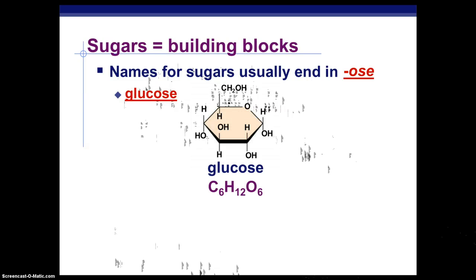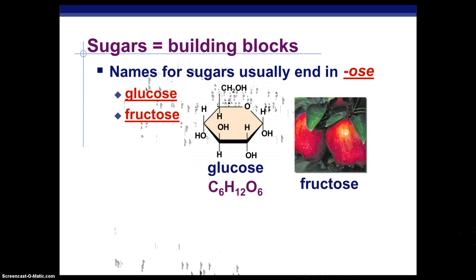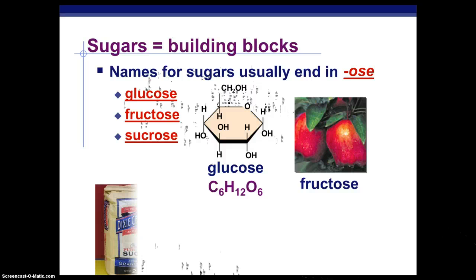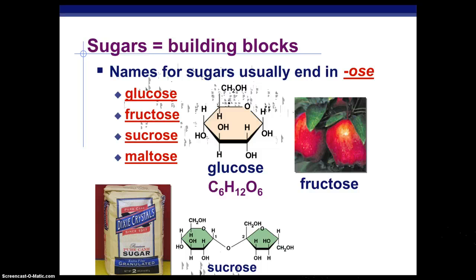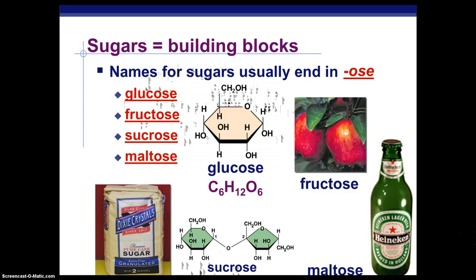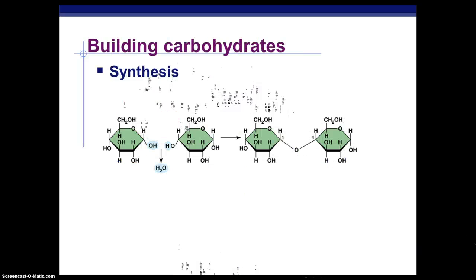When you see anything ending in -ose, that means it is a sugar. So glucose, fructose, sucrose, those are all examples of different sugars used for different things. Fructose is typically found in fruit. Sucrose is your typical table sugar that everyone eats.